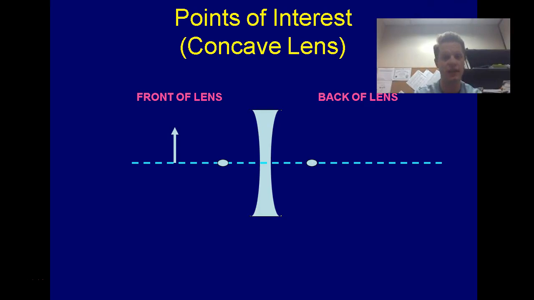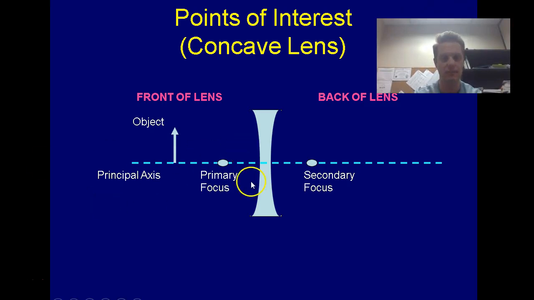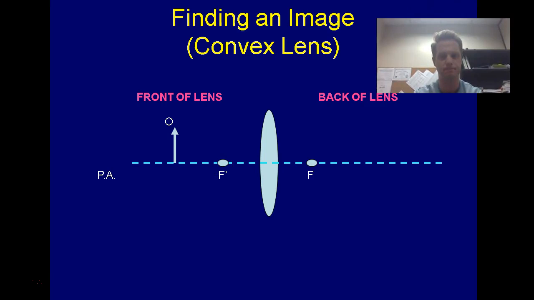In a concave lens, you have the same principle: principal axis, object, primary focus, and secondary focus. So the secondary and primary are actually flipped when you're talking about the focuses. They're opposite. So in a convex lens, the primary focus is going to be on the opposite side. When we draw diagrams, we're going to understand why this is.